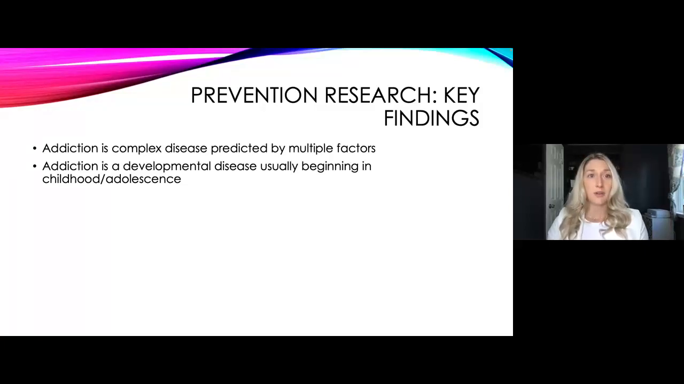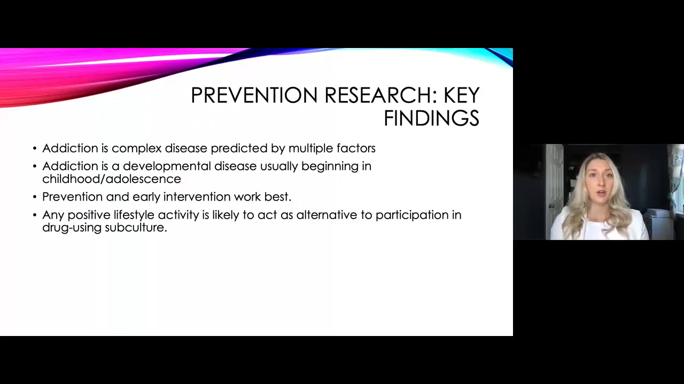Addiction is a developmental disease that usually begins in childhood and adolescence. So that is why we want to target, I can't say it enough, early childhood prevention. Because if we can prevent a child or a person from even using drugs or abusing drugs, then we can prevent the need for treatment. We can prevent the need to have all of these lost costs in crime and lost productivity. So prevention and early intervention are going to work the best.